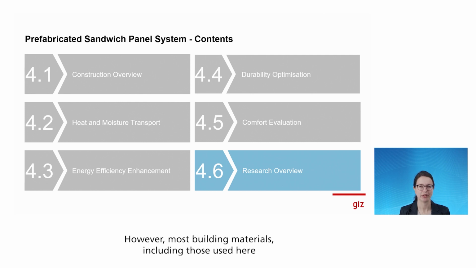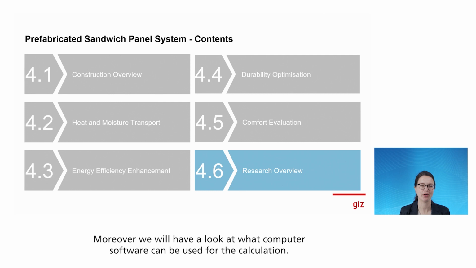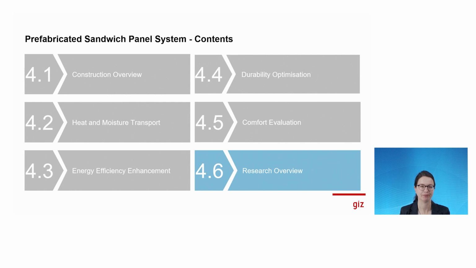However, most building materials, including those used here in the lighthouse projects, cause a lot of CO2 emissions during their production. Therefore, in this module I would like to give you the basics about what the global warming potential actually is and what it can be used for, for example for life cycle analysis. We will also look at a small example of how life cycle analysis works and how to calculate it, and especially how to interpret it. Moreover, we will have a look at what computer software can be used for the calculation.